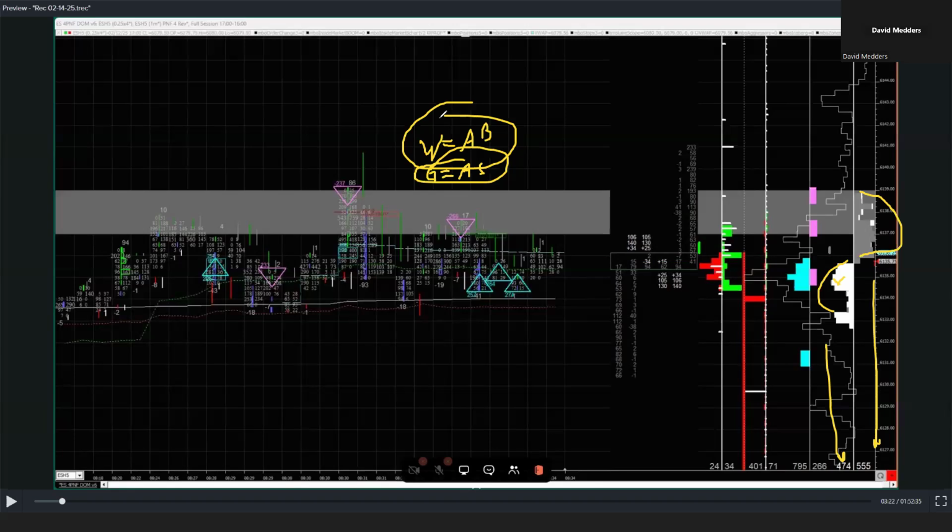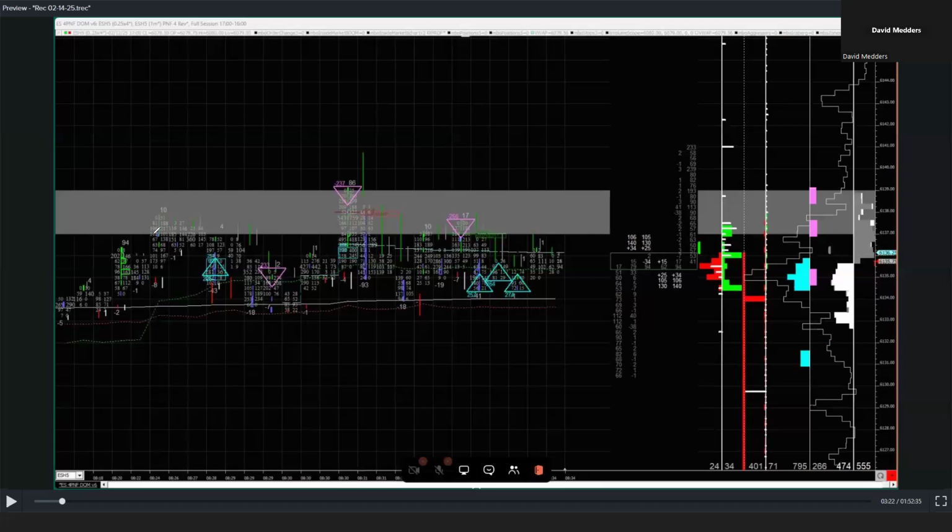The shape of it should also help you understand that if you get a big fat white profile and a thin gray profile, that has a lot of upside potential. A lot of buyers, not a lot of sellers. And that's important. Now, it's also showing, Dave, why don't you explain that? What is it also showing other than just the aggressive movement of orders?